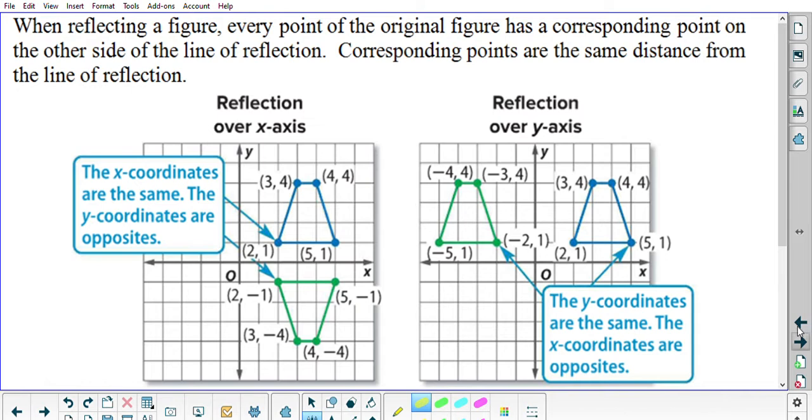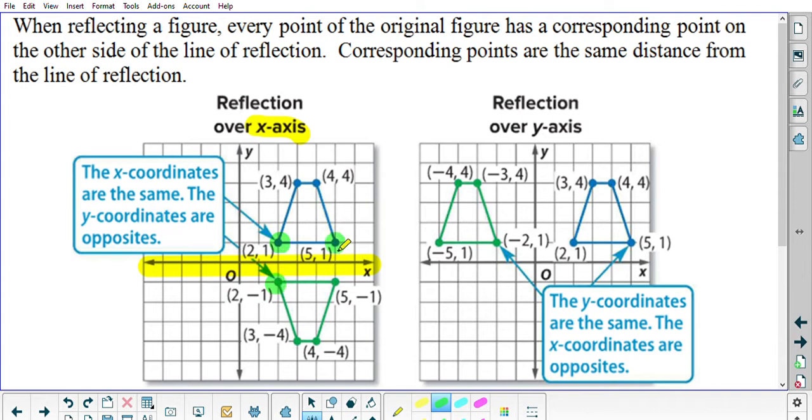It says, when reflecting a figure, every point of the original figure has a corresponding point on the other side of the line of reflection. Corresponding points are the same distance from the line of reflection. So if I reflect it over the x-axis, which you'll recall the x-axis is the one that goes left and right, you can see here that the point 2, 1 is one space away from the x-axis, and when I reflect it over the x-axis, that point is still one space away from the x-axis, and that's why it becomes 2, -1.